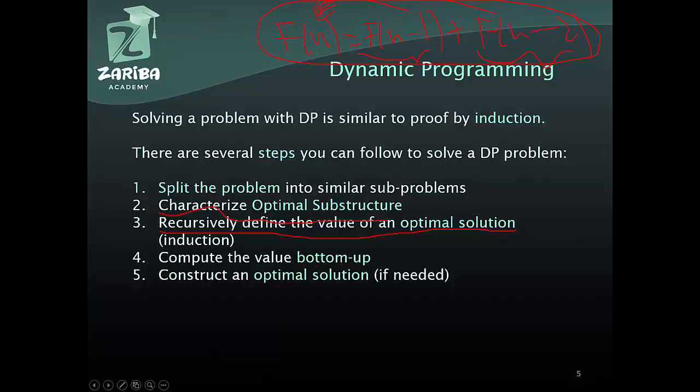Okay, then you have to compute the value bottom up. So starting from the bottom of the recursion, or starting from the base case, which in this case is f of 0 is 1 and f of 1 is 1. Then you work your way up, and you will get your final answer this way, instead of just with recursion starting from the bigger one and working your way down, which is very ineffective. And then finally you have to construct the optimal solution, and that's only if it's needed.